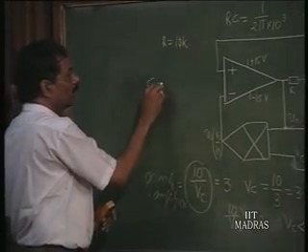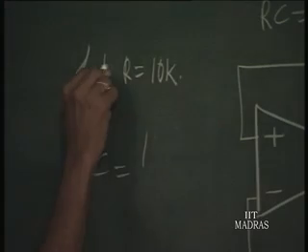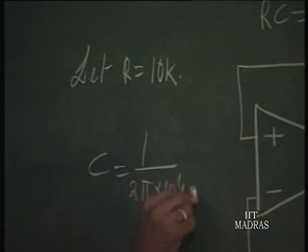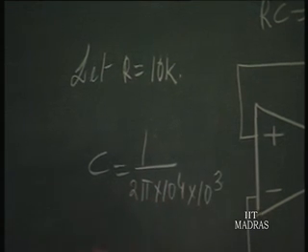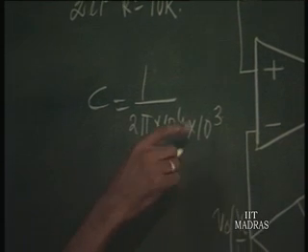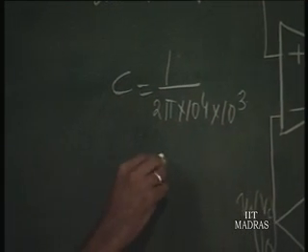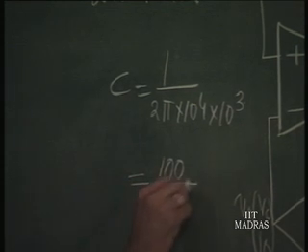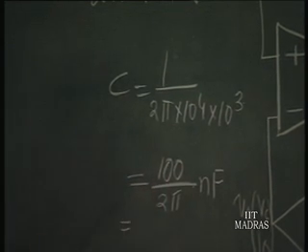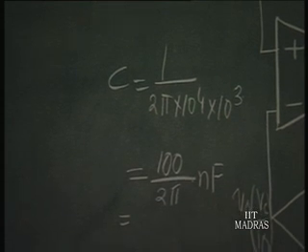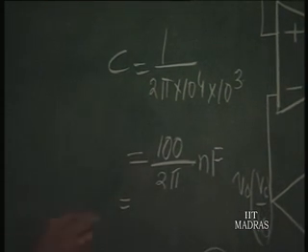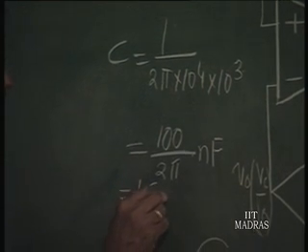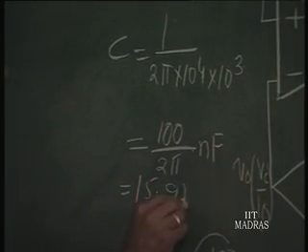So, let R be equal to 10 K, then C is equal to 1 over 2 pi into 10 to power 4 into 10 to power 3, which is equal to, okay, this is nanofarads, let us say 100 by 2 pi nanofarads, which is equal to 15.9 nanofarad. Is that correct?